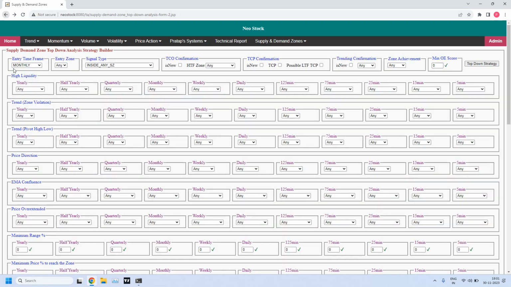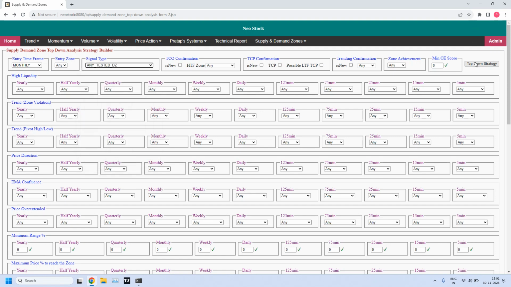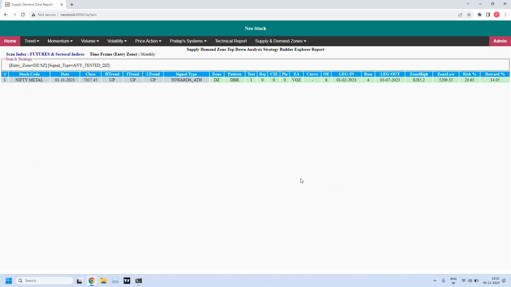Let's go back. For entry time frame monthly, let us find the tested demand zones during this month. The tested monthly demand zones. Only indices Nifty Metal is tested during this month.